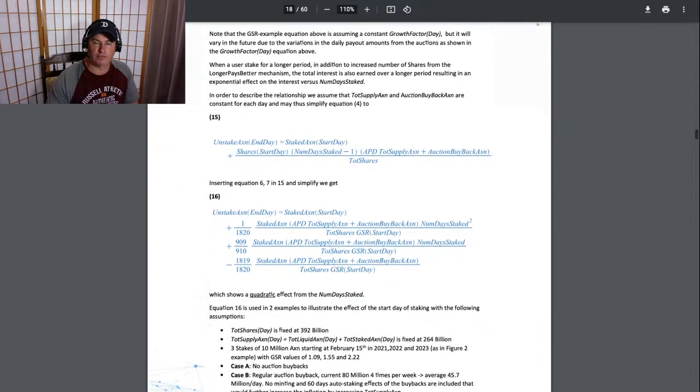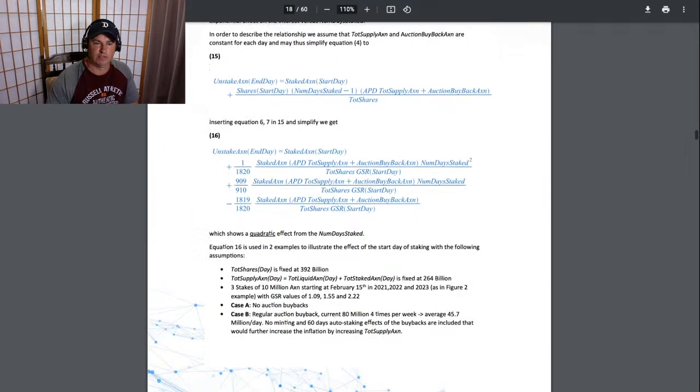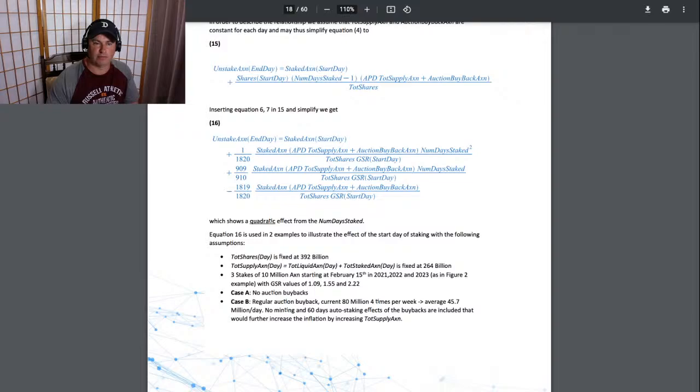I'm not going to go through all of that because obviously breaking down those things will take some time, which shows a quadratic effect from the number of days. So quadratic means that it's just going to have this sharp increase like that in the chart. So if you imagine you have a chart like that, it's going to be really steep.